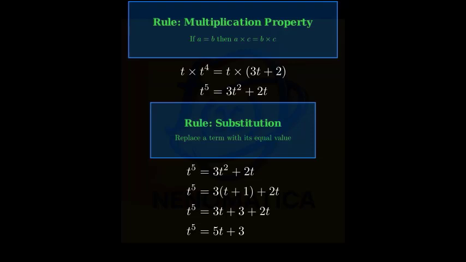We can verify this result by checking it against the known value of the golden ratio, which is approximately 1.618. If we calculate 5 times 1.618 plus 3, we get approximately 11.09. And if we calculate 1.618 to the fifth power directly, we also get approximately 11.09, confirming our answer is correct.